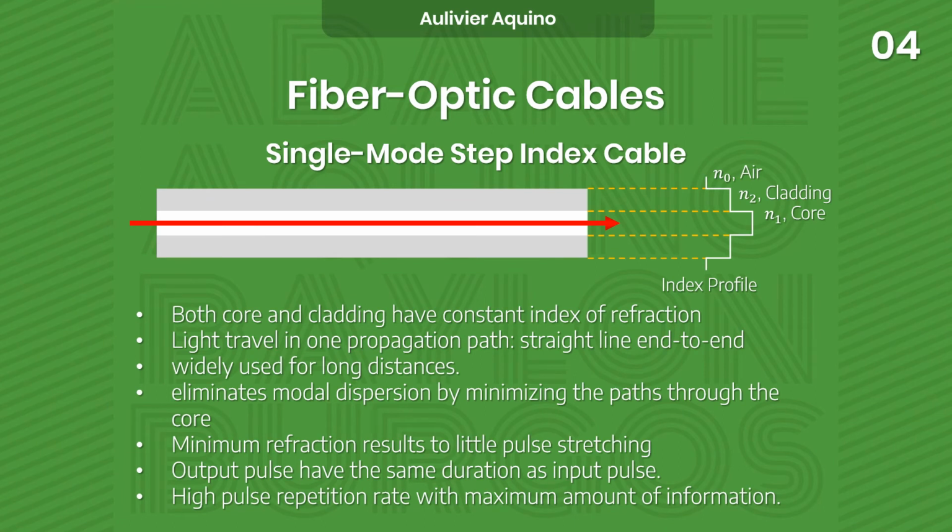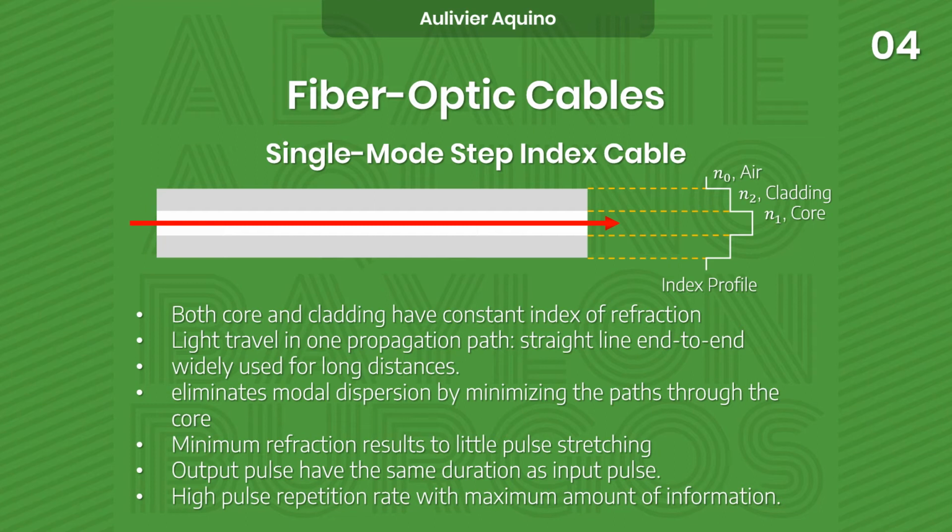Single mode step index cable. In a single mode step index cable, both core and cladding have constant index of refraction. Light travels in one propagation path, a straight line end to end of the fiber optic cable. It is widely used for long distances. It eliminates modal dispersion by minimizing the paths through the core. Minimum refraction results in little pulse stretching. Output pulses have the same duration as input pulses. High pulse repetition rate with maximum amount of information.